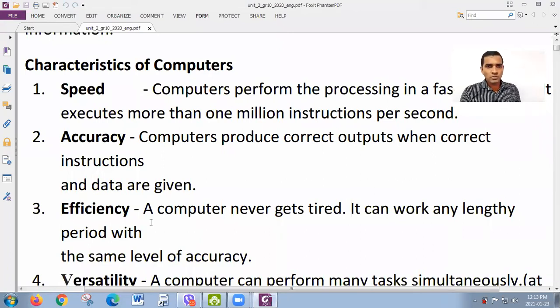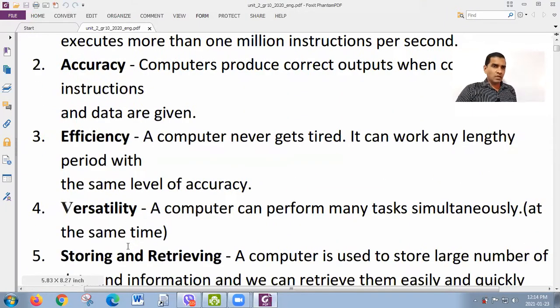But these are computers. Computers can do any task continuously with the same efficiency because it's a machine, right? So that is another one. A computer never gets tired. It can work for any lengthy period with the same level of accuracy. You must agree, because as people we cannot do that. Maybe for some time we can work accurately and efficiently, but as time goes on, we cannot maintain that. Okay, right.